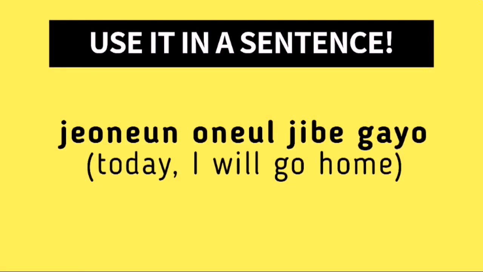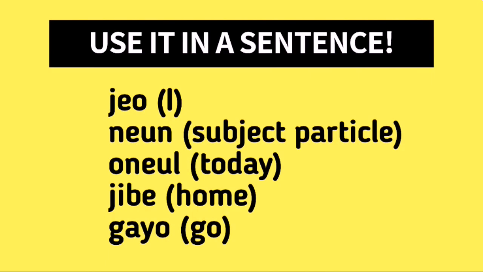Let's use gada in a sentence. 저는 오늘 집에 가요. This sentence means, today I will go home. 저, the subject of the sentence, means I. 는 is considered the subject particle to the subject noun, 저.